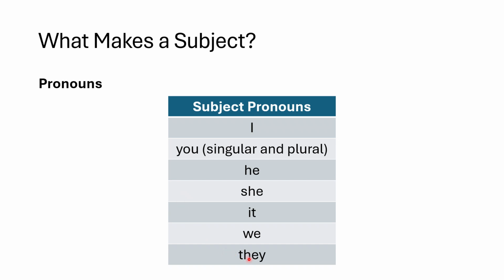These pronouns are used for subjects in a sentence. I will say each pronoun. I will pause. When I pause, you repeat the pronoun. I, you. This is for singular and plural subjects. He, she, it, we, they.